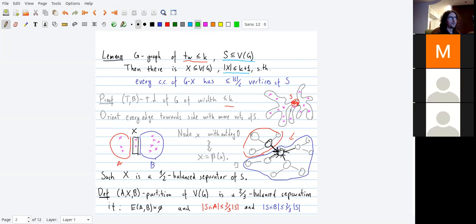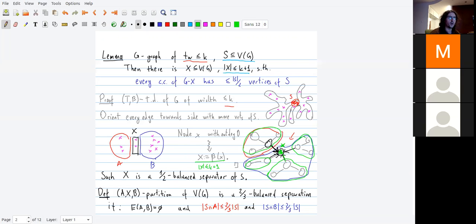Let's call this vertex X. Now I claim that when I look at the back of this vertex, this has size at most k plus 1, because I assume that the decomposition has width at most k, then this set X is good. Why so? Because every connected component of my graph after the removal of X must either be entirely contained here, or entirely contained here, or here, or here, in the sense that all the vertices can live only in those bags.